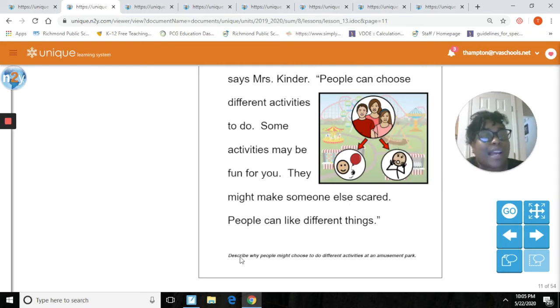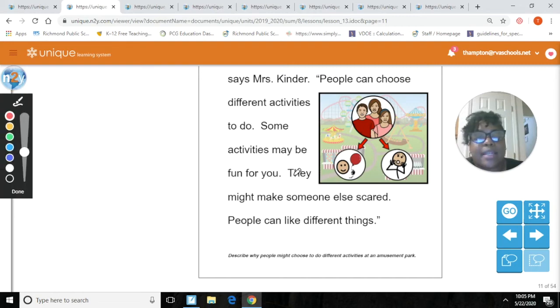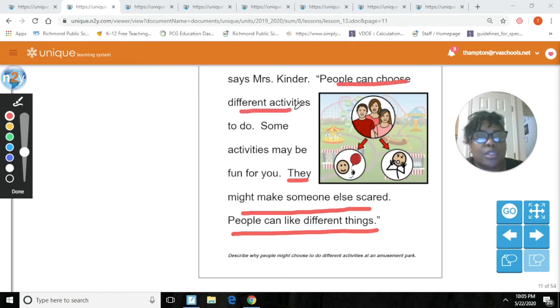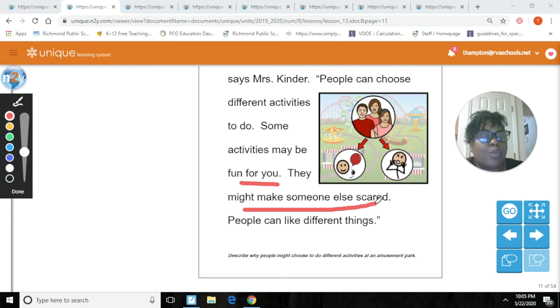So we know when we describe something, what do we do? We tell how it looks, how it feels. We're making a description. And now it says, describe why people choose different things. Okay? So if we can see right here, it says they might make someone else scared. People like different things. So people can choose different activities to do. Some might be fun for you and some might make other people scared. Okay? So you see that? So that's the answer right there to those questions, to that statement at the bottom there.